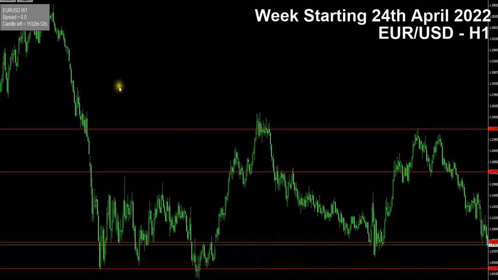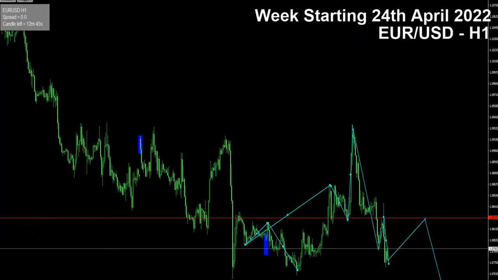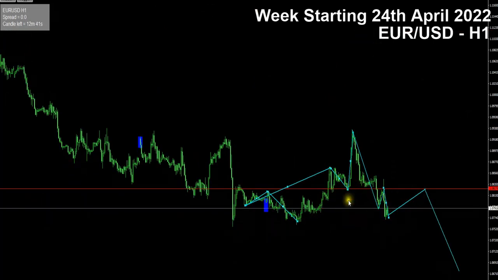And that's why I took this area from a weekly perspective and then dropped down to a 1 hour chart. So that's why I plotted this key area, and that's what I would like to see happen if we see price stall on or around this area next week.